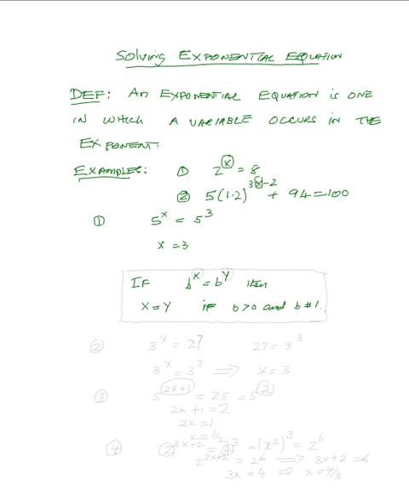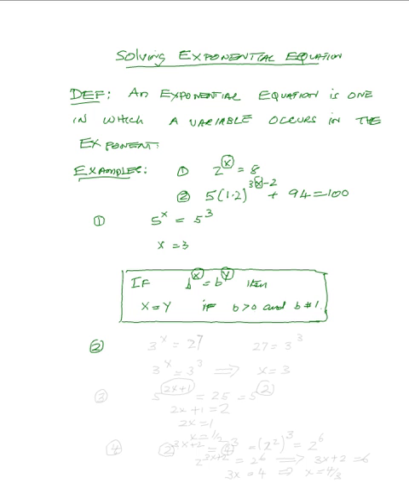The property that we use here can be summarized like this. If b to the power of x is the same as b to the power of y, then those two exponents x and y must be equal to each other, as long as b is a positive number and is not equal to 1.